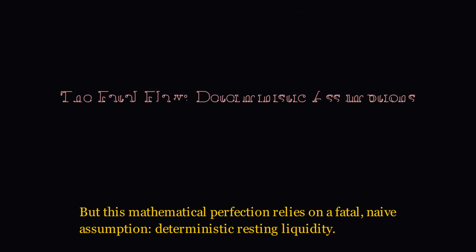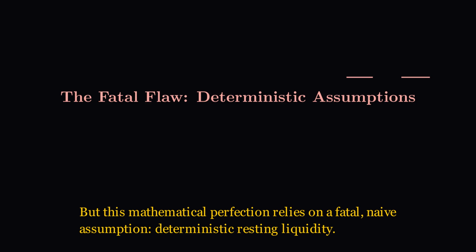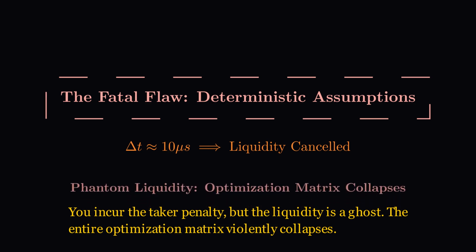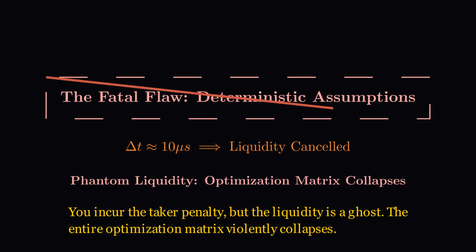But this mathematical perfection relies on a fatal, naive assumption: deterministic resting liquidity. You route the exact volume to hit the optimized fee tier, but ultra-low latency market makers cancel their quotes in microseconds. You incur the taker penalty, but the liquidity is a ghost. The entire optimization matrix violently collapses.